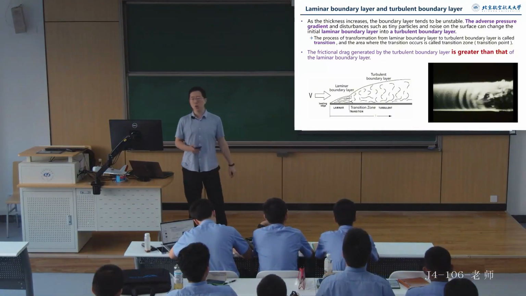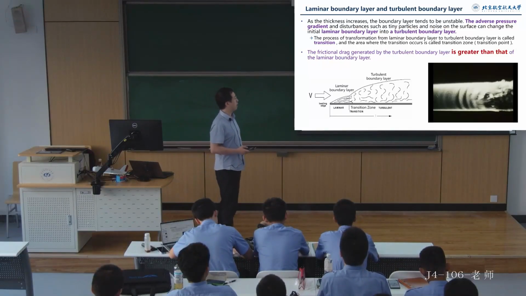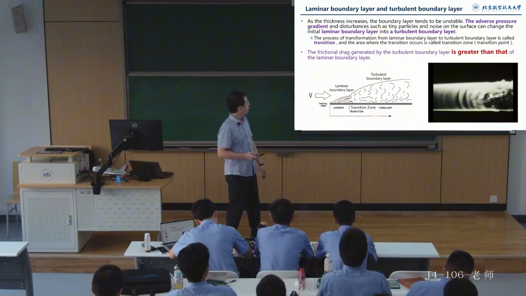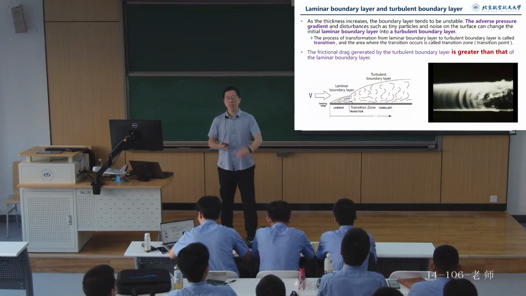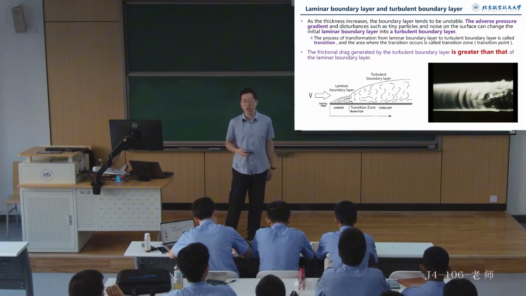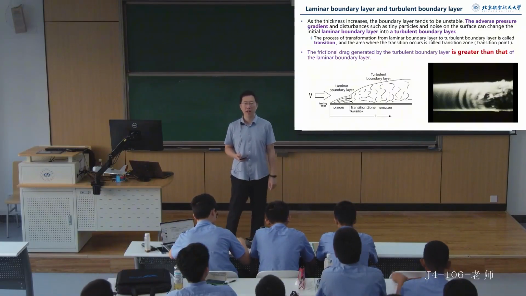What other factors can affect the friction drag of an aircraft? The first, of course, is the form of its boundary layer. The second is the surface area, which is easy to understand, right? The larger the area, the more places there are to be rubbed. Naturally, the larger the area, the greater the friction drag on the aircraft's surface.